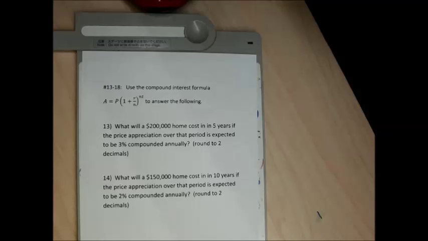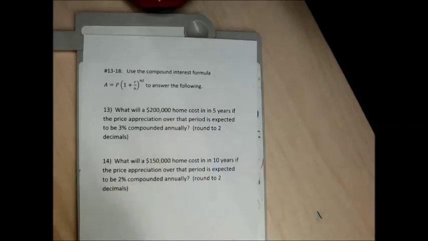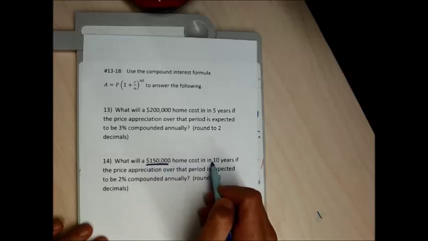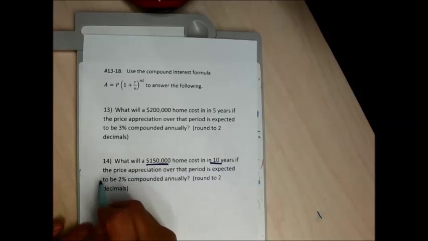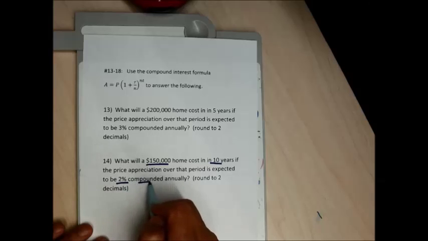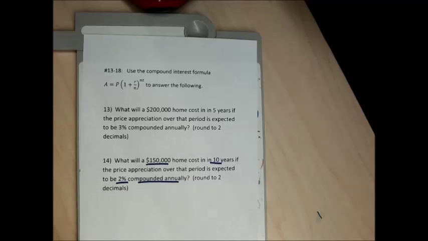Let me try to read through my problem 14, which is basically your problem 13 with just different numbers. So what will a $150,000 home cost in 10 years if the price appreciation over that period is expected to be 2% compounded annually? I have 4 things underlined. Each of the 4 numbers or words that I have underlined turn into letters.